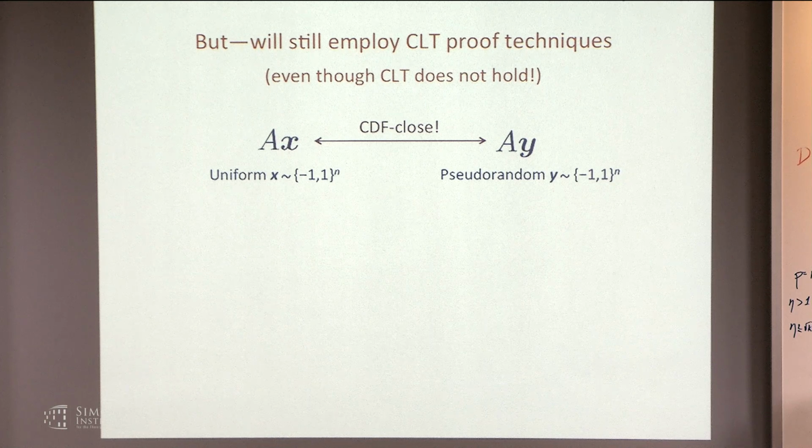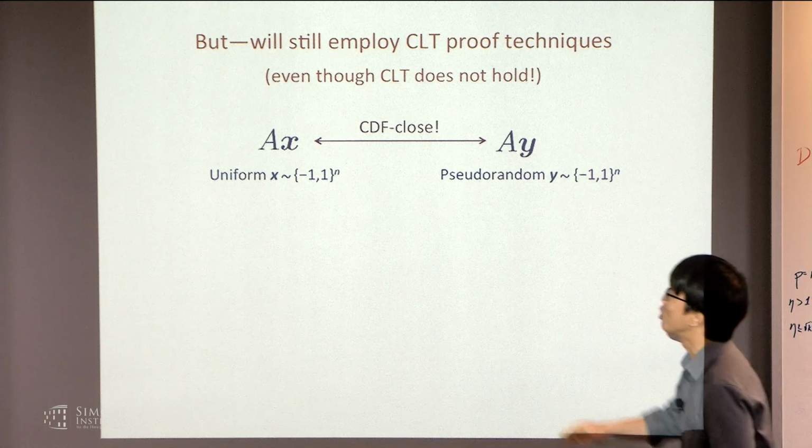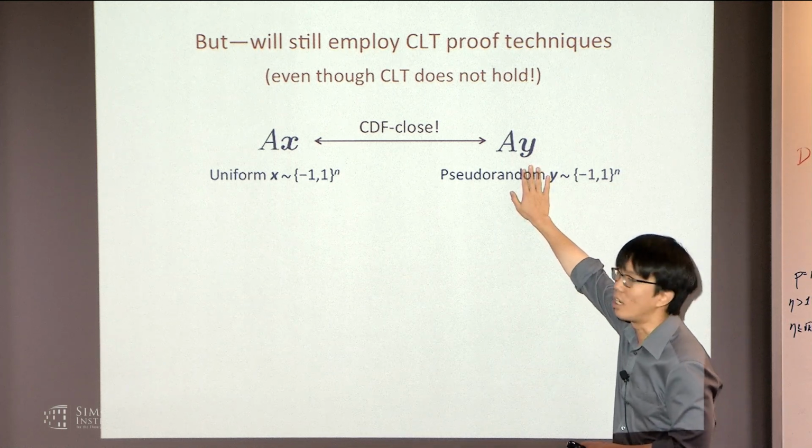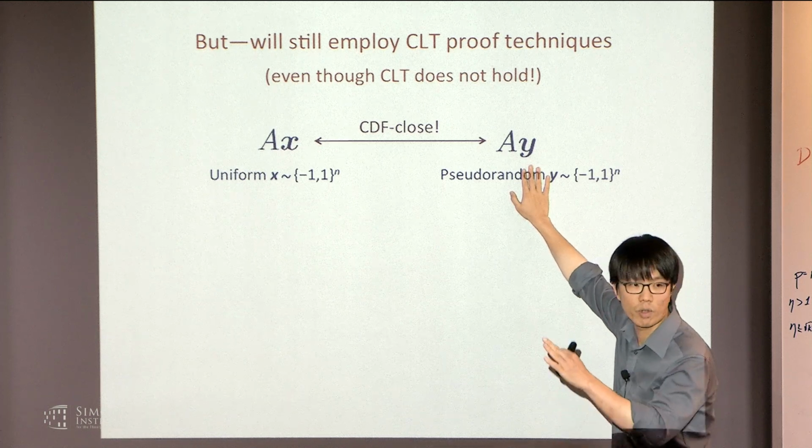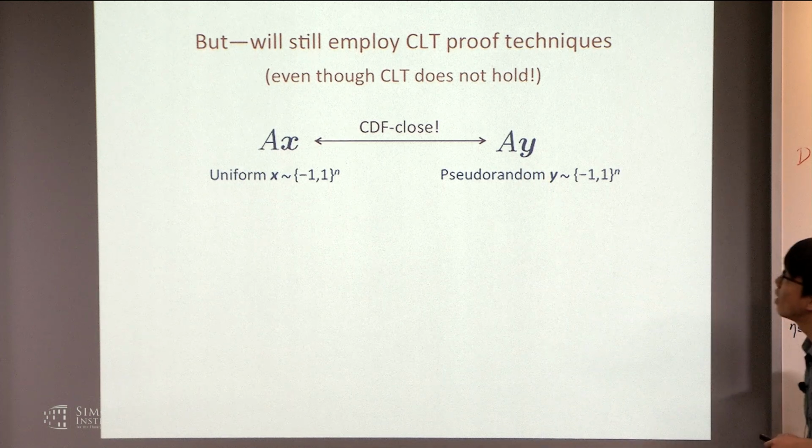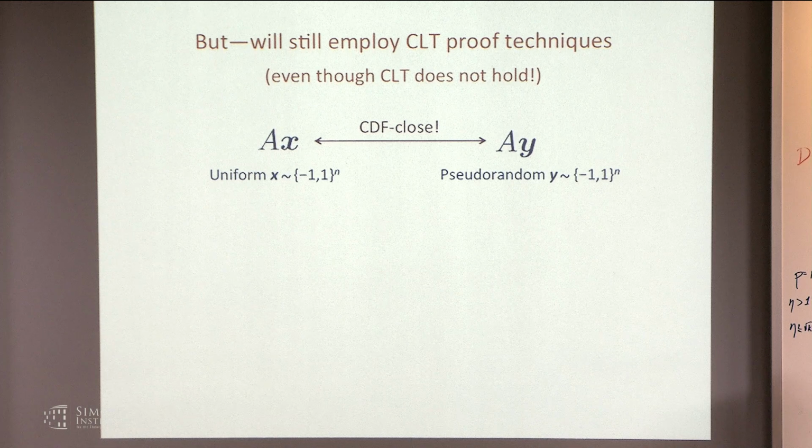Okay, however, even though, so this is our result, we'll cook up a pseudorandom Y such that AX and AY are CDF close, regardless of what A is, just an arbitrary A. We will not go through the Gaussian because we cannot. However, we'll still employ central limit theorem-based ideas.